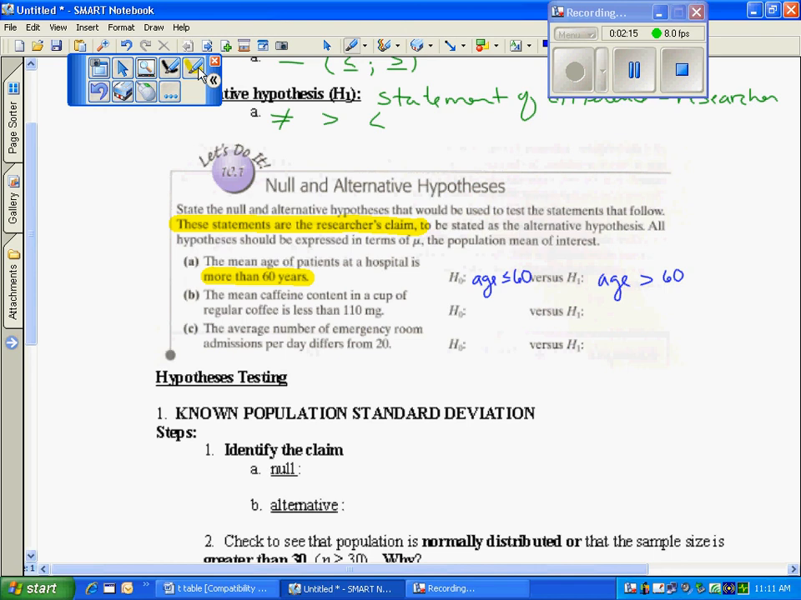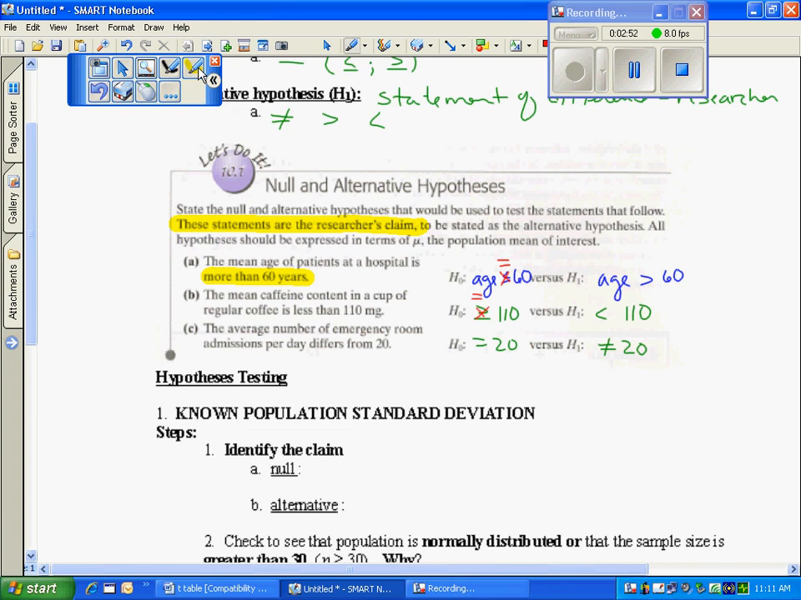Again, this is the researcher's claim. The mean caffeine of a cup of coffee is less than 110. So that is the alternative, less than 110. That would be the caffeine content. So the null would be that it is greater than or equal to 110. In the last example, the average number of emergency room admissions on a day differs from 20. I'm not sure if it's more than or less than. So the alternative is not equal to 20, and the null would be equal to 20. Now, if these two symbols are bothering you here, you could put equal to if you would like. That will be fine for our test.